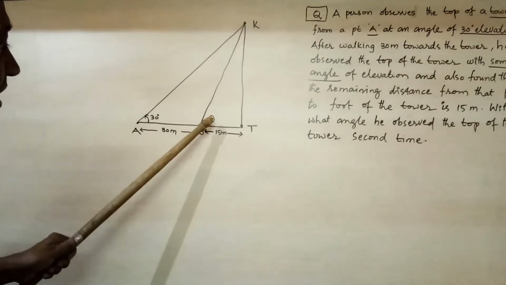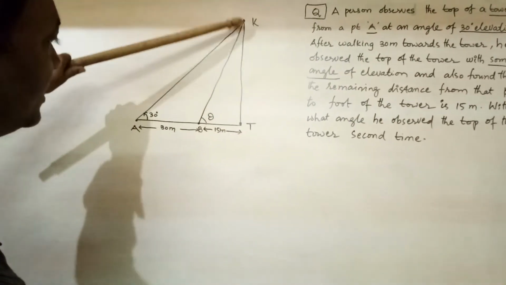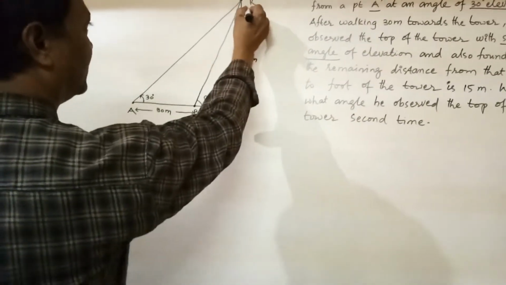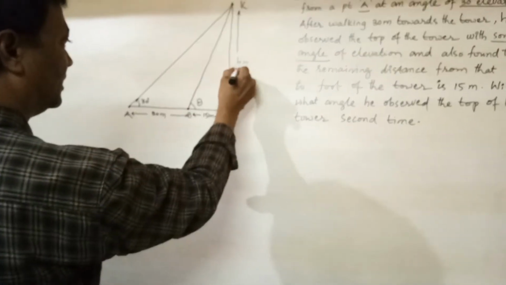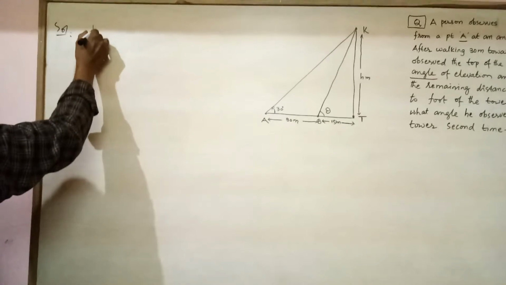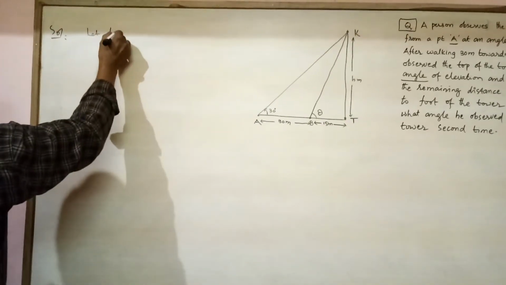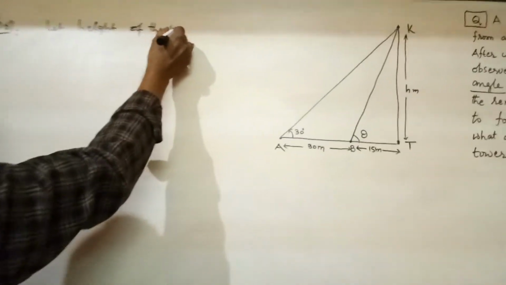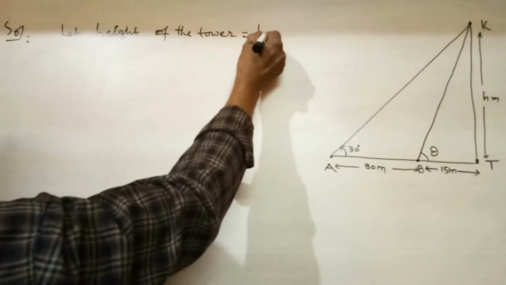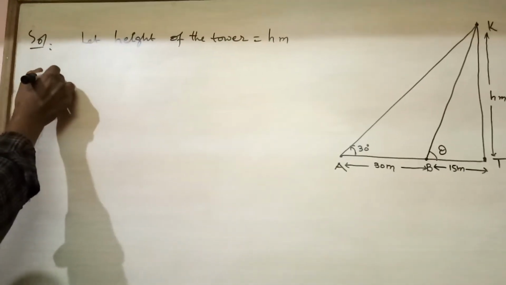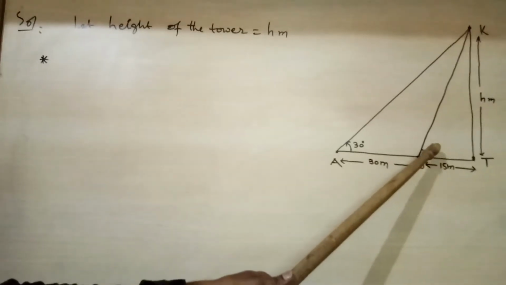To find theta, first suppose the length of the tower is h meters. Suppose the height of the tower is equal to h meters.